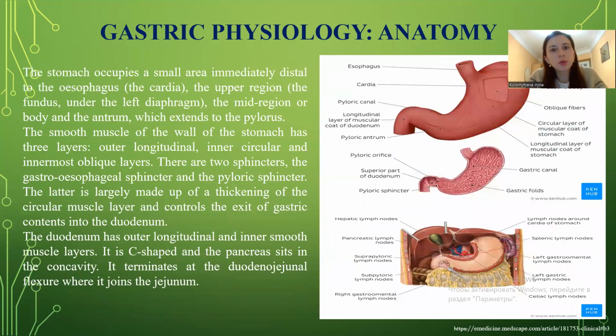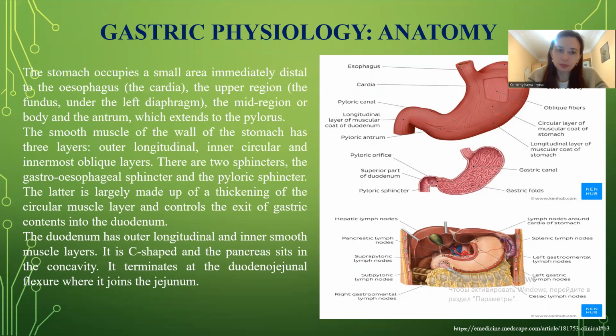So, some information about anatomy. The stomach occupies a small area immediately distal to the esophagus, the cardia; the upper region, the fundus, under the left diaphragm; the mid-region, the body; and the antrum, which extends to the pylorus. The smooth muscle of the wall of the stomach has three layers: outer longitudinal, inner circular, and innermost oblique. There are two sphincters, the gastroesophageal sphincter and the pyloric sphincter.